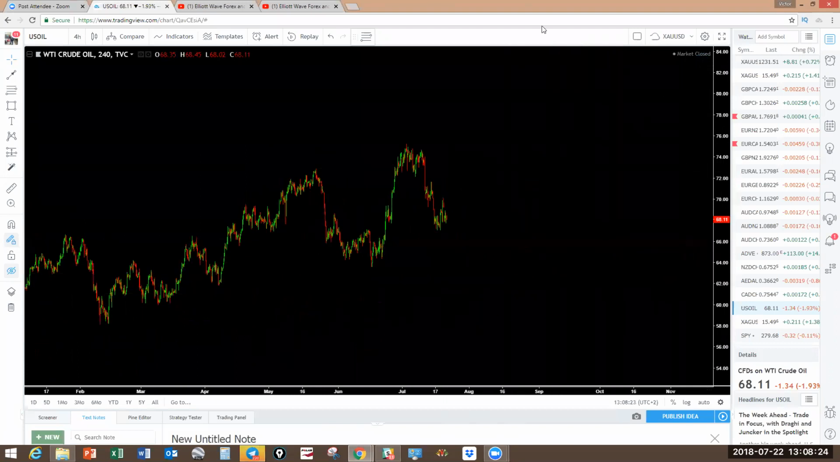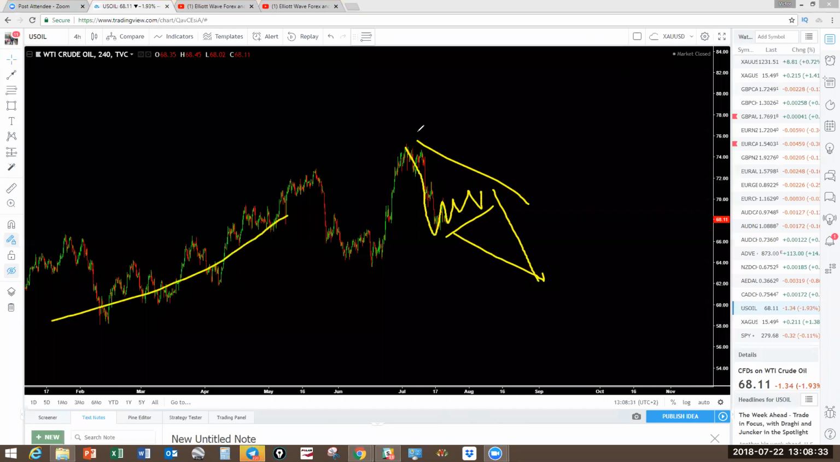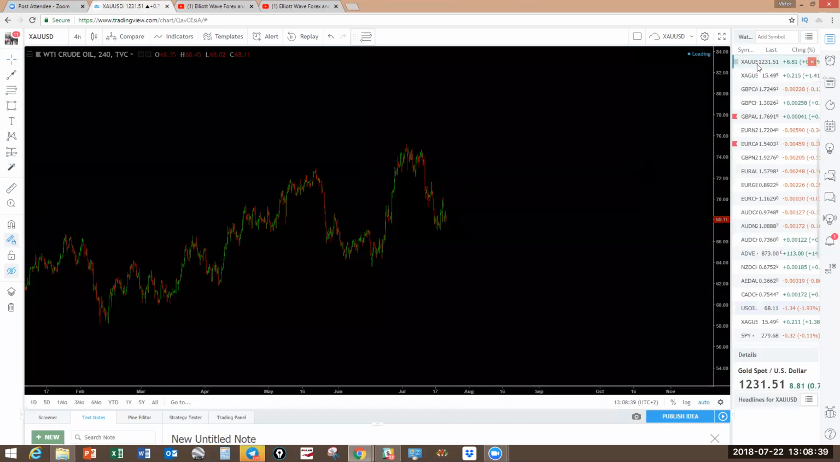Right, so let's have a look. So there's nothing wrong if this one keeps doing this and you get a bigger correction and this correction becomes bigger. That means then it will be correcting the whole string from right at the bottom. Okay, so let's look at gold and silver.